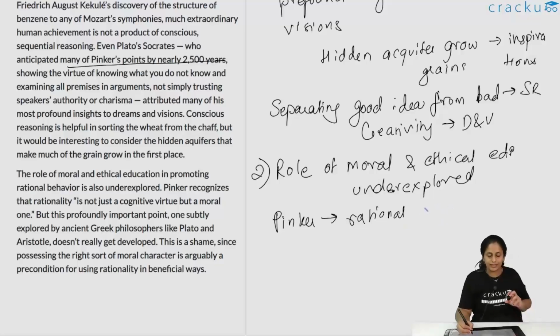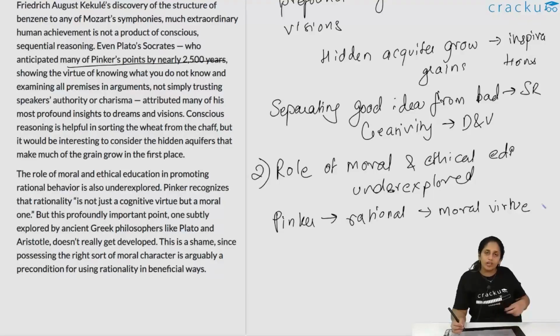So rationality is a moral choice, not just a cognitive virtue. It's not just about thinking and maximizing this. It is not thinking like a machine, but it is a moral virtue as such. So rationality is moral virtue, which means that something that is immoral cannot be rational according to Pinker. But Pinker doesn't really explore what morality is and how it is a precondition to being rational.